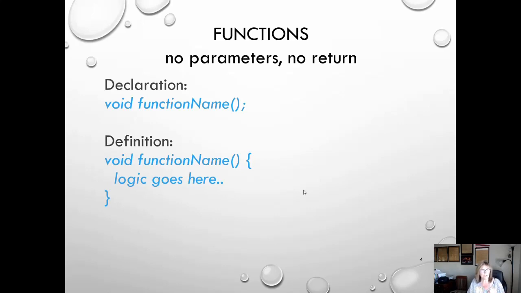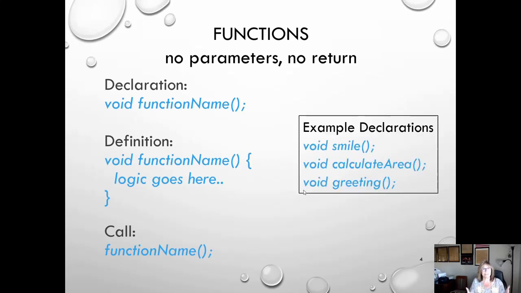Now, definitions would traditionally go after main, and then this is what the function call would look like. I'm just going to call it by name with the empty parentheses. I don't have to use the keyword void again. So this has no parameters. The parentheses are empty. This is an example of what some of those declarations might look like above main.